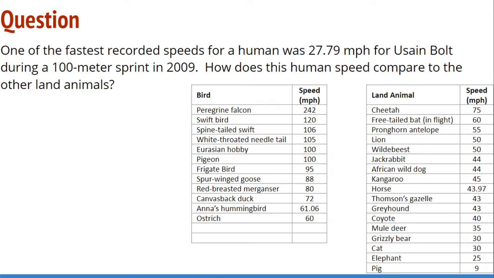So one of the fastest recorded speeds for a human was 27.79 miles per hour for Usain Bolt during a 100-meter sprint in 2009. How does this human speed compare to the other land animals? Where does Usain Bolt's speed fit?